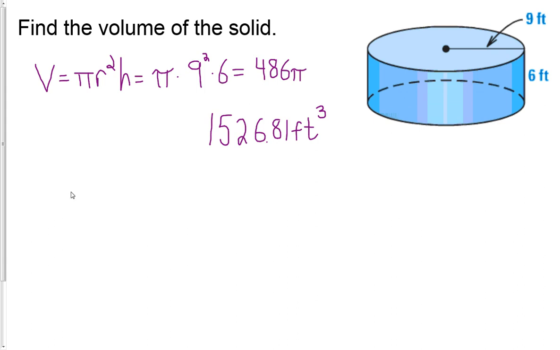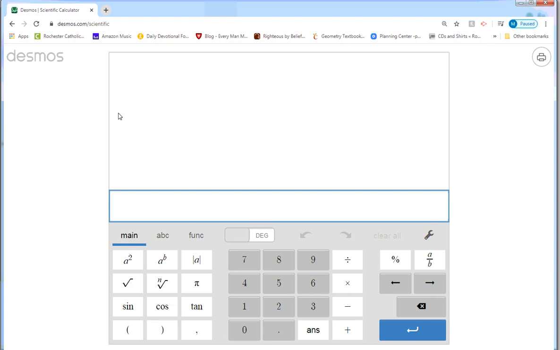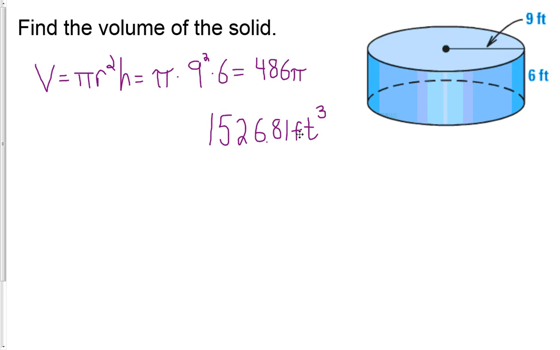Now again, if you don't have a calculator on hand, I highly recommend using the Desmos calculator, Desmos.com/scientific. If you need the link, I can post that below in the info. But basically, you've got your pi button right here, and it goes plenty more than just 3.14. And so then in this case, times 486, and there's my answer, 1526.814. So that's why we did not round up.